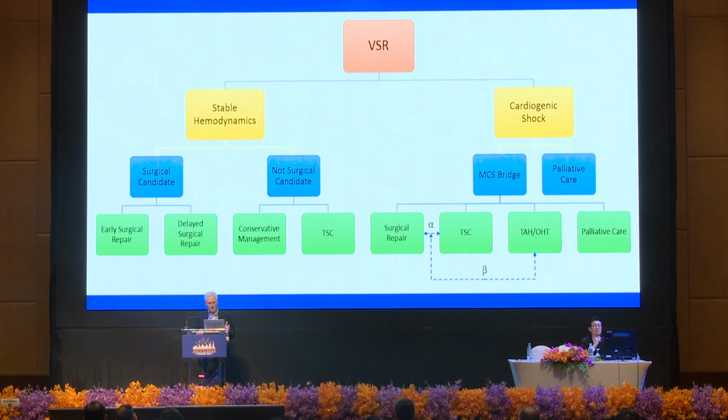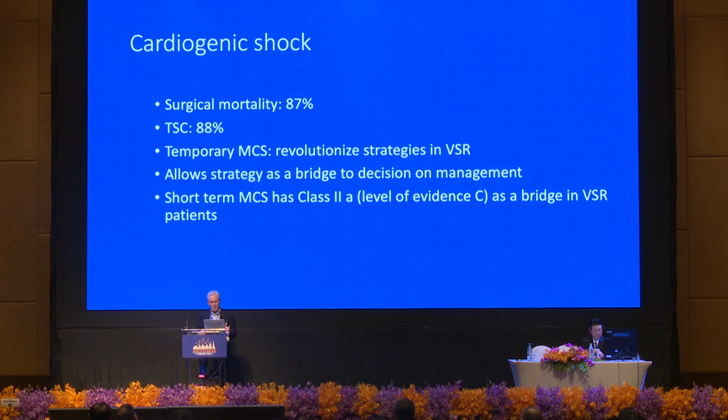Look at their central function. If they don't recover, they go into palliative care only. And if they can be bridged to surgical repair, they are. Or do they get a percutaneous intervention? And last but not least, don't rule out total artificial heart or orthotopic heart transplantation for that group of patients. The big problem is cardiogenic shock. The surgical mortality in these patients is 87%, but no better with percutaneous intervention.